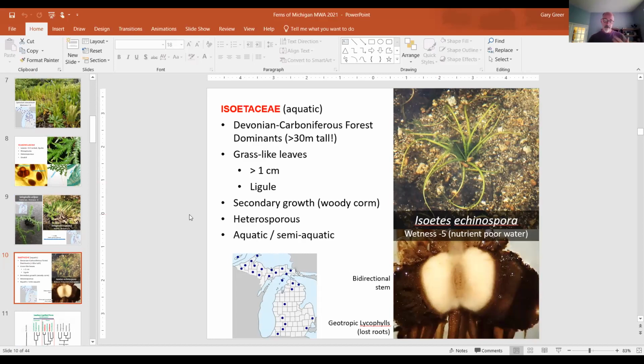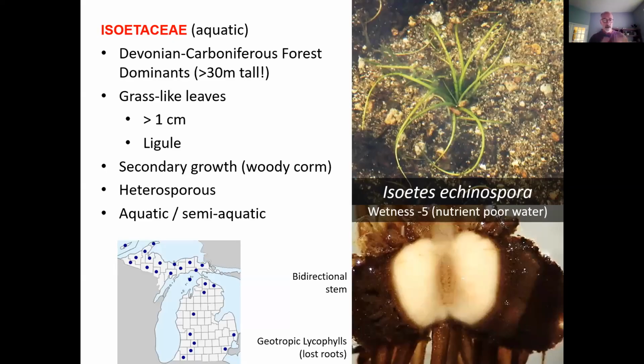So the third and last family within the lycopods are the Isoëtaceae. The Isoëtaceae are more or less strictly aquatic or semi-aquatic plants, and they are the last remnants of a kind of mighty lineage.